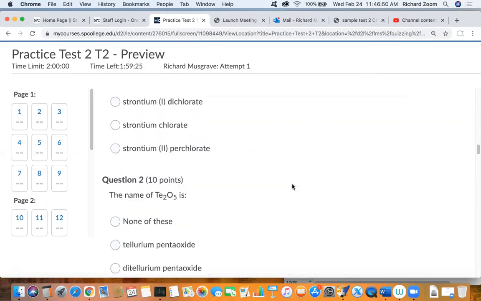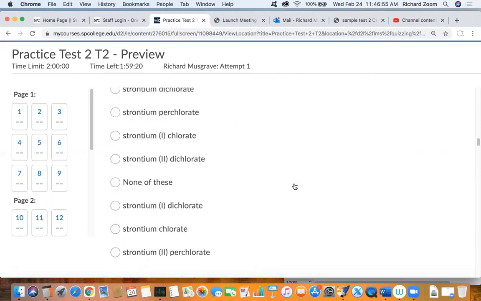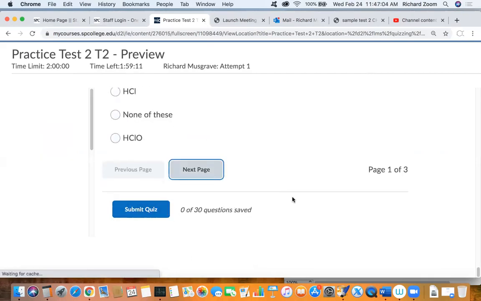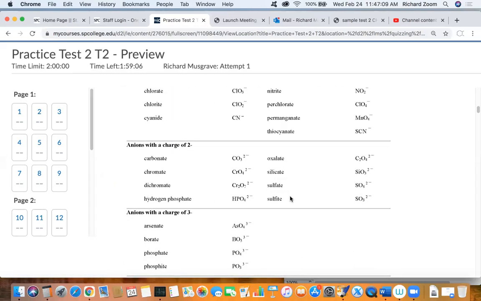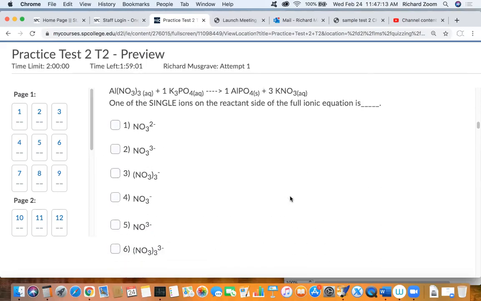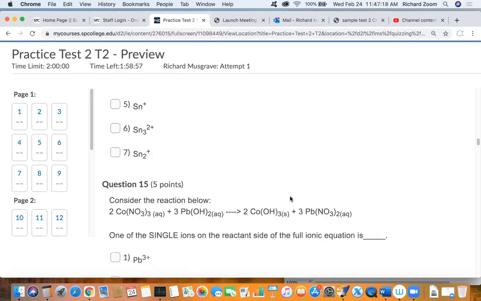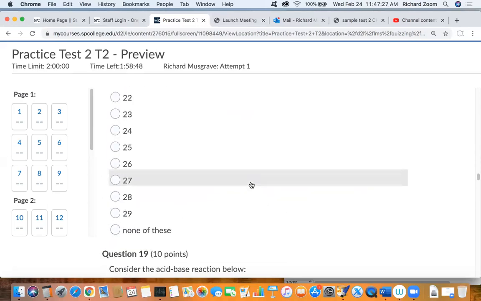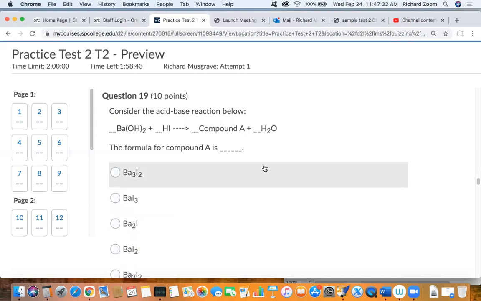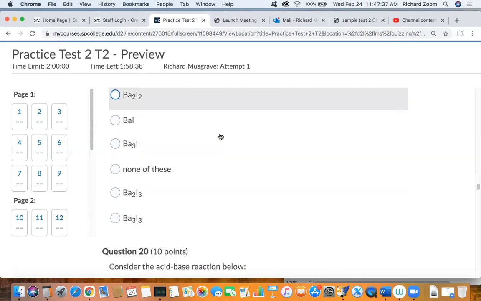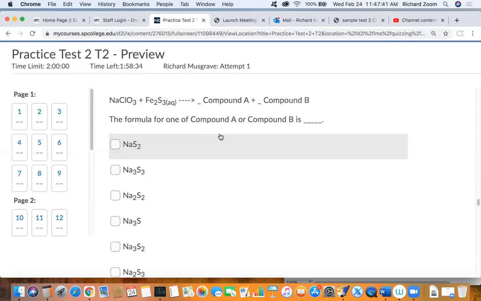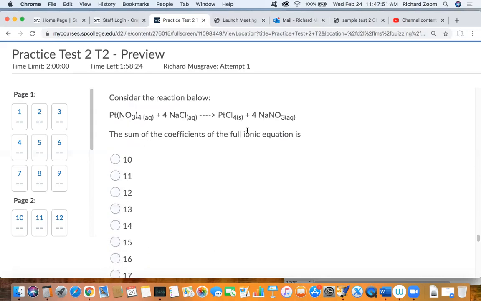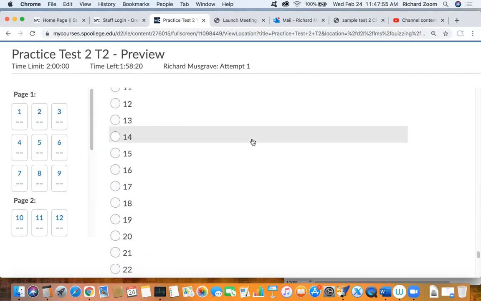So the test here, as I said, has 5 questions where you go from the formula to the name, and then 5 where you go from the name back to the formula. Then you've also got the questions related to module 6, which have the single ions. These are very similar to what we went through on the practice quiz. We've got a balancing question here, a hydrocarbon balancing question. All of this was laid out in the study guide. Then you've got the acid-base reaction, the double displacement, and the full ionic equation, just like we talked about, and the net ionic equation as well.